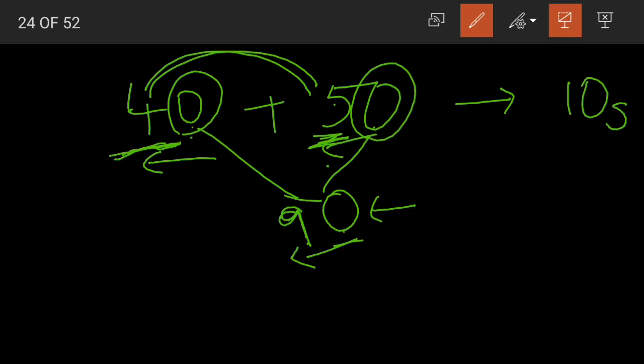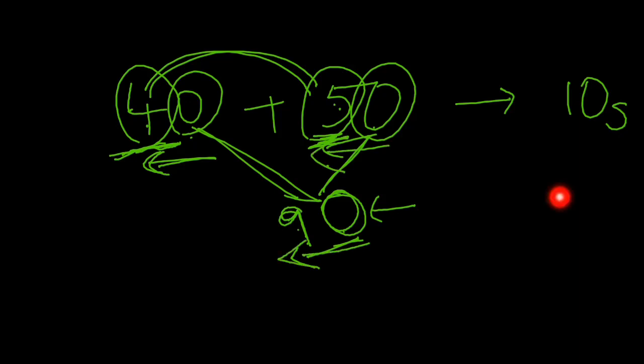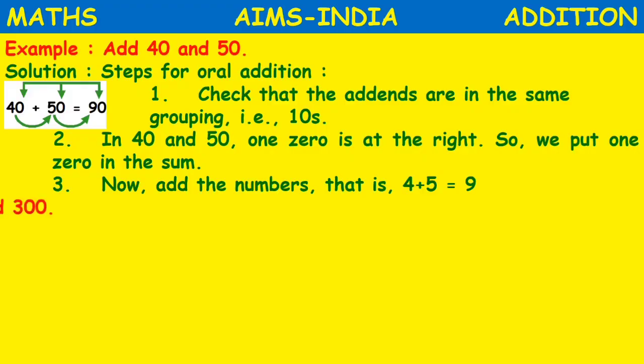Understood, children? As both the numbers were having zeros, we wrote a 0, and now we added the numbers 4 and 5. 4 plus 5 becomes 9. Now as the numbers were to the left of 0, we wrote 9 also to the left of 0. So 40 plus 50 becomes 90.